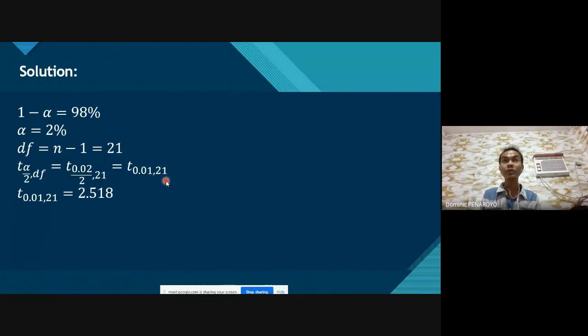Again, in the z-distribution, we only have four values to memorize. For 90%, we have 1.645. For 95%, we have 1.96. For 98%, we have 2.33. And for 99%, we have 2.575. Here in the t-distribution, we need to use the t-table because there are many values. Okay? Alright, so let's proceed.